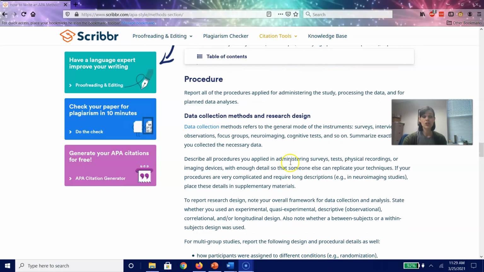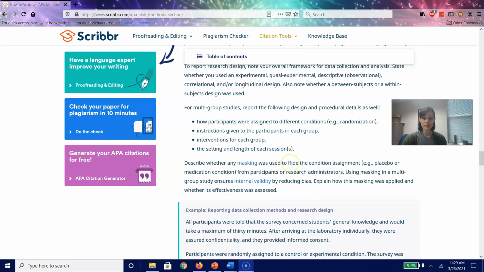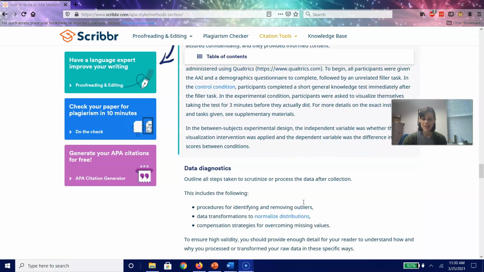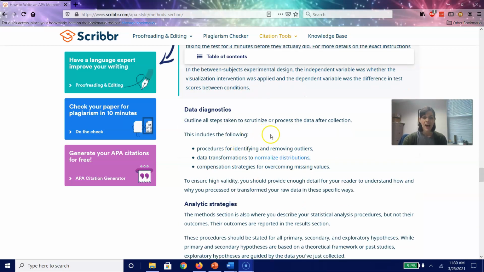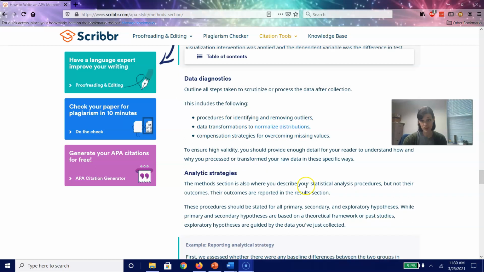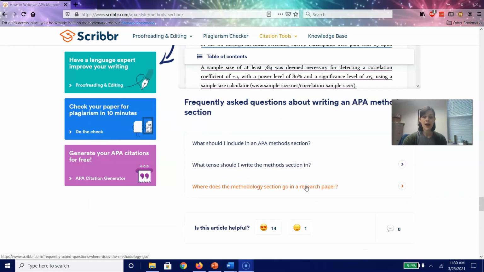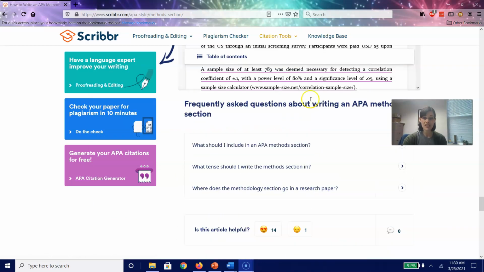And then finally, you do your procedure. We are not doing multi-group studies, so we don't really have to worry about this. Let me see if there's anything else we need. Diagnostics, again, I do not foresee us removing any outliers, normalizing distributions, or dealing with missing values. And then finally, you do have some frequently asked questions.